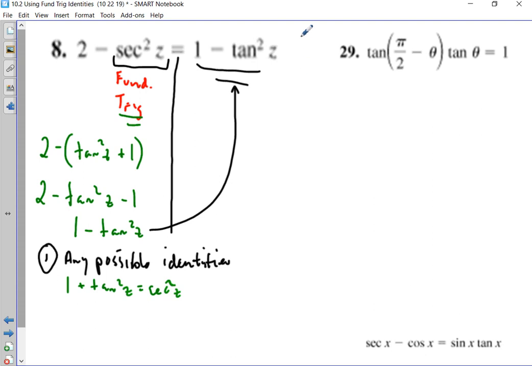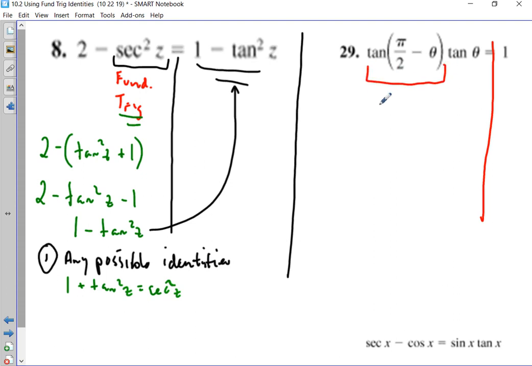Well, let's apply one of these strategies over here. We have tangent of pi over 2 minus theta. We're looking at that and we say, well, we have to get it to look like the right side over here. So let's start with our first thing. Any possible identities? Well, this right here is a cofunction identity, if you recall. The cofunction identity, we know tangent of 90 minus theta, we learned that back in chapter 9, and it's on your trig cheat sheets. If you don't have a trig cheat sheet, get one.